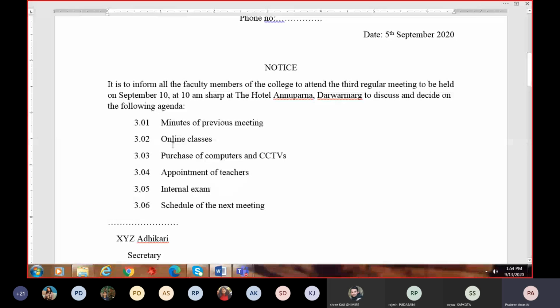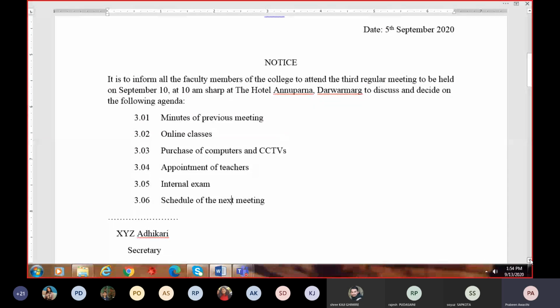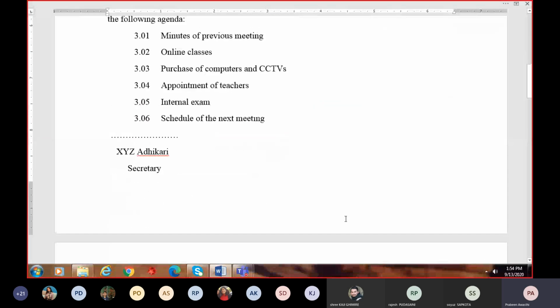Now these are agenda, especially discussion on online classes, purchase of the computers and CCTVs, appointment of the teachers, and internal exam. These four are your core agenda. These will be everywhere, fine. So then what you do is, at the end, always "notice is circulated by the secretary," your signature, then XYZ Adhikari, secretary, right? In this way you write notice.